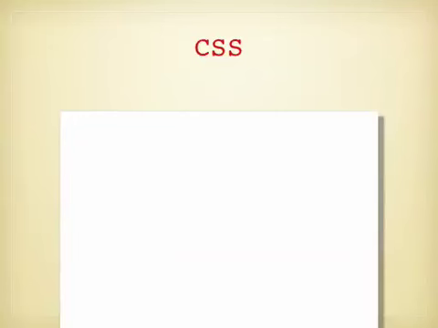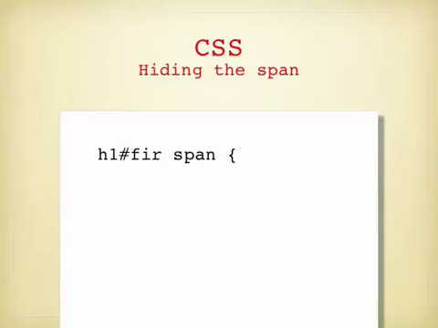Next, we'll write the CSS for the span tag. To hide the span, we simply go ahead and write in a specific tag for the span. Open the brackets, and then you simply give this one an attribute and value of display none. This will cause all text in between the span tag under H1 pound FIR to not show. Once this is done, simply close the bracket and that completes the second tag. You've now completed the CSS.